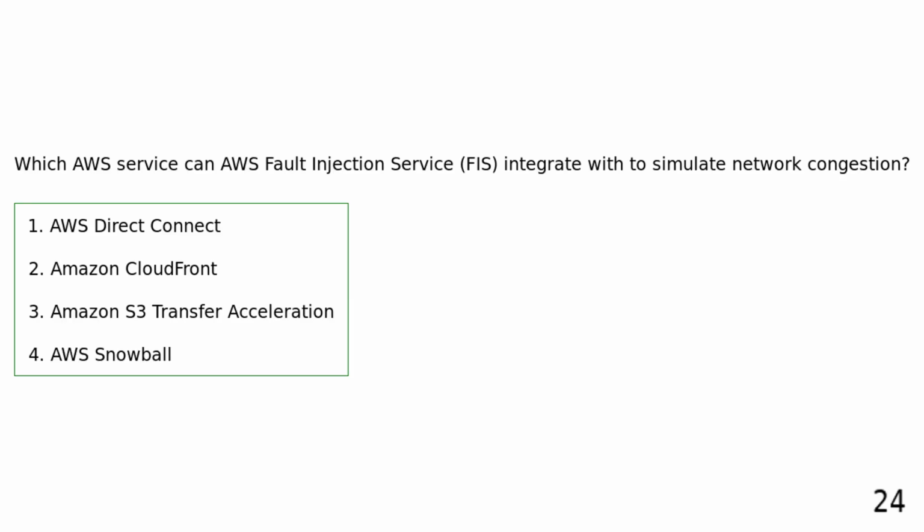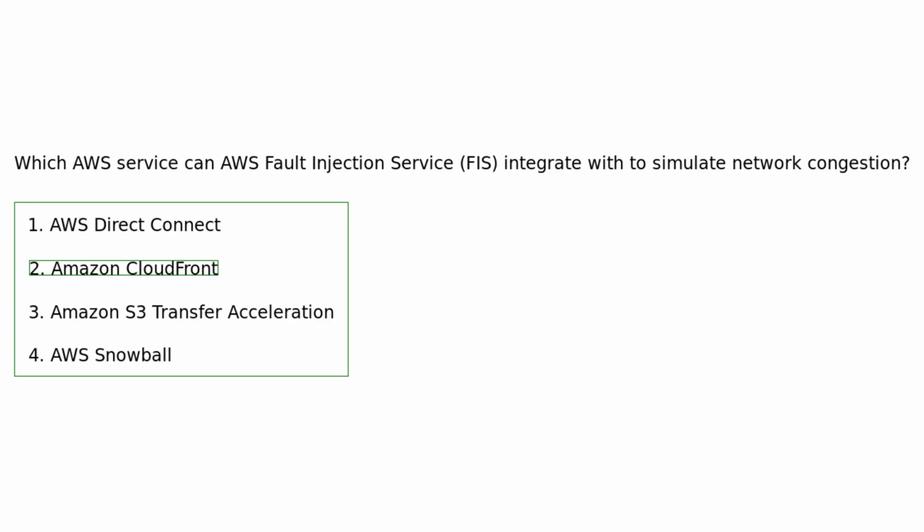Which AWS service can AWS Fault Injection Service integrate with to simulate network congestion? AWS Direct Connect, Amazon CloudFront, Amazon S3 Transfer Acceleration, AWS Snowball. AWS Fault Injection Service can integrate with AWS Direct Connect to simulate network congestion and test application behavior under slow network conditions.